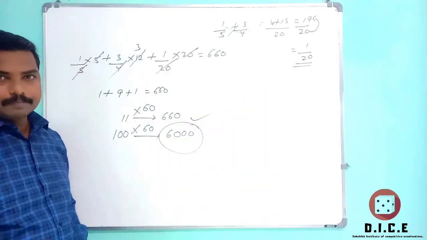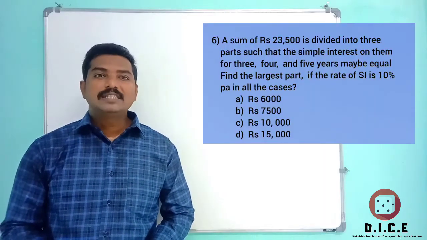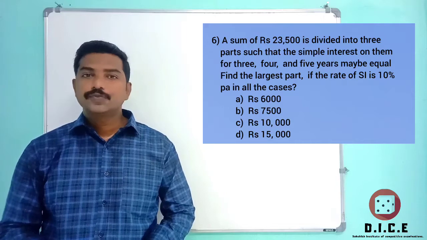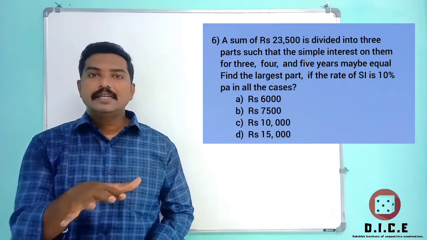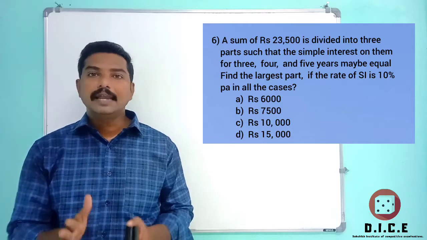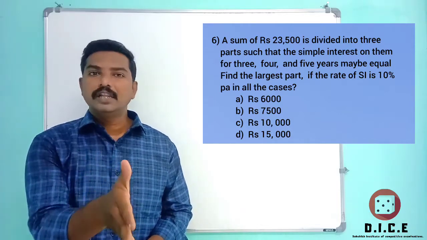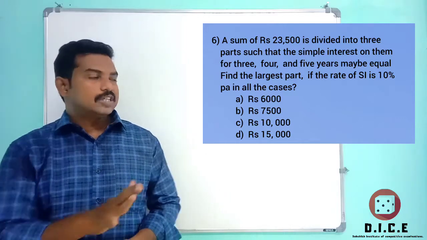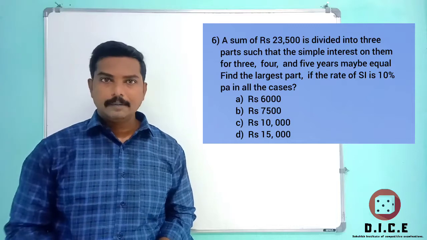This is the direct shortcut. So if you see the next question here, 23,500 rupees is divided into 3 parts for 3 years, 4 years, 5 years, the rate being 10%. So in all 3 cases, that is 3 years, 4 years, 5 years, the interest is the same. He is asking what is the largest part from 23,500. So just forget 23,500 and keep that aside.